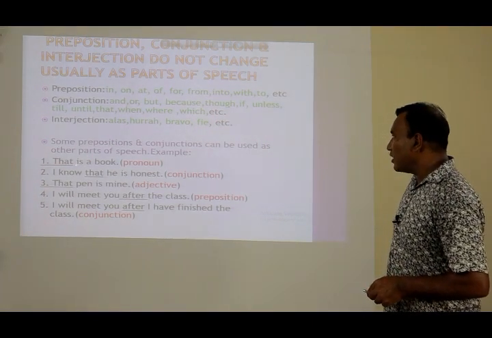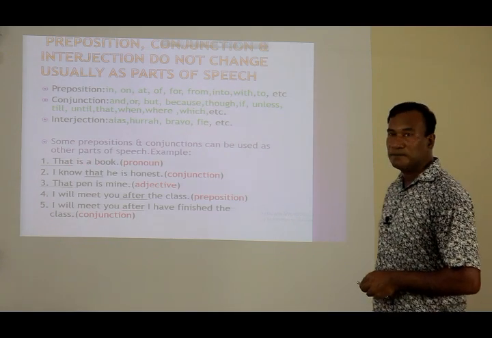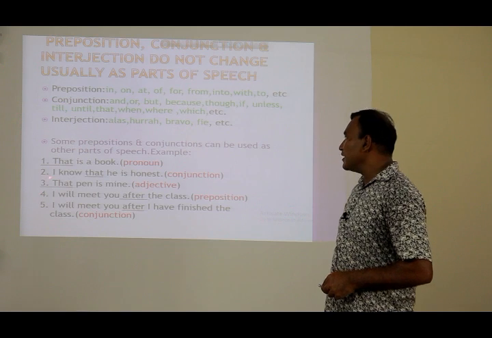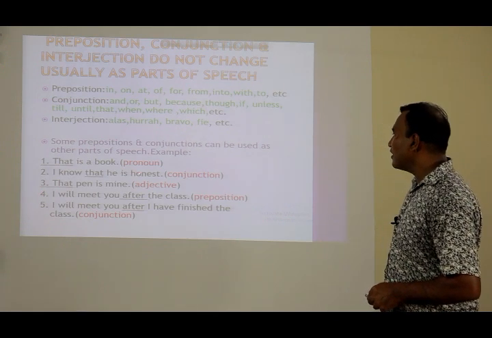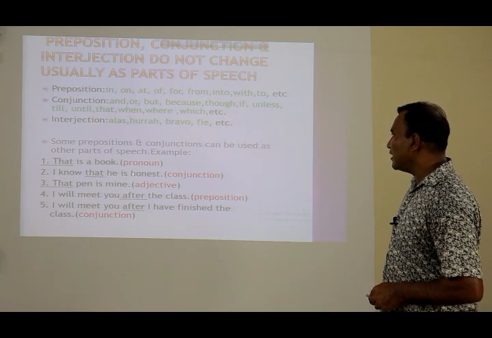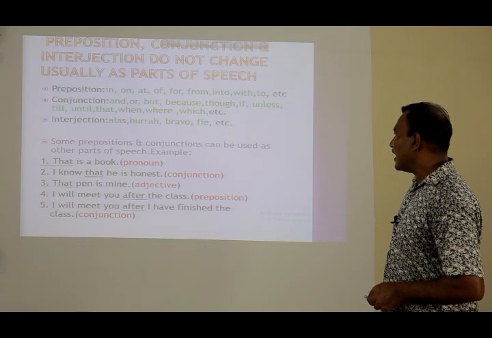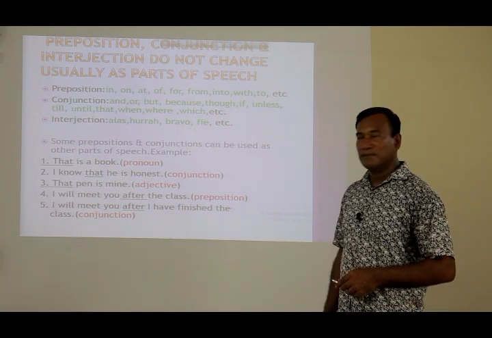In sentence number 1, that is a book. Here that is a subject, pronoun. But in sentence number 2, I know that he is honest. Here that connects "I know" and "he is honest". Two clauses or two sentences are connected by that. So that here is a conjunction.